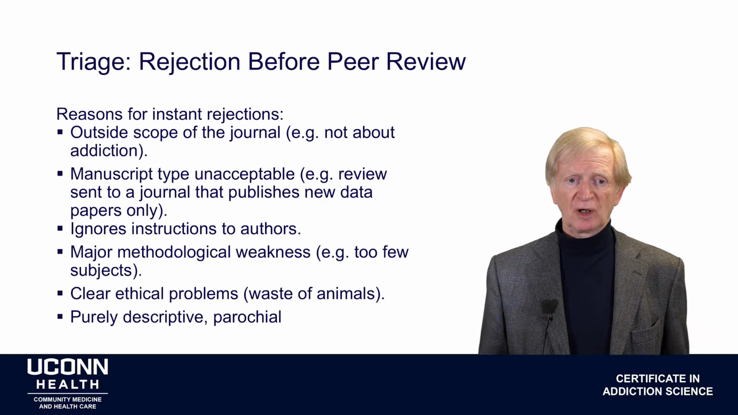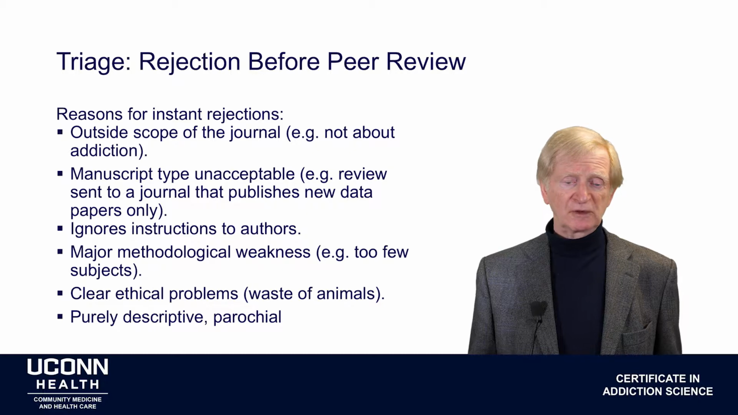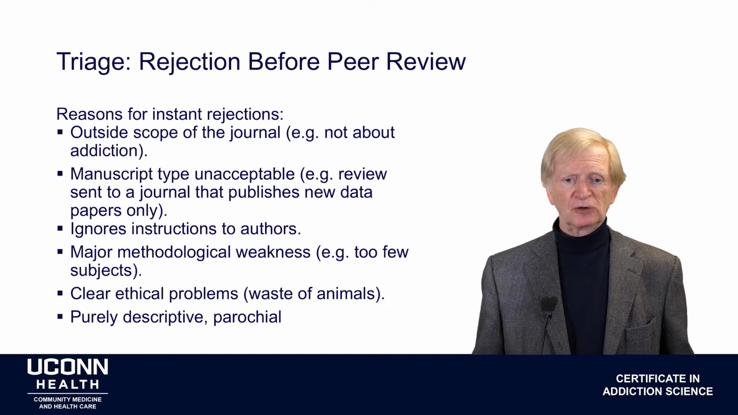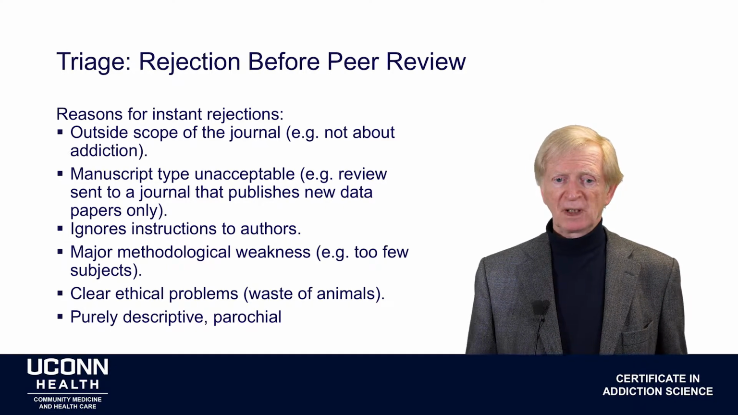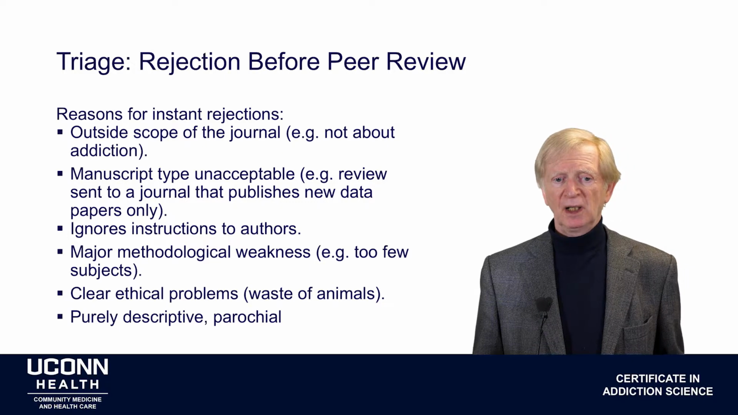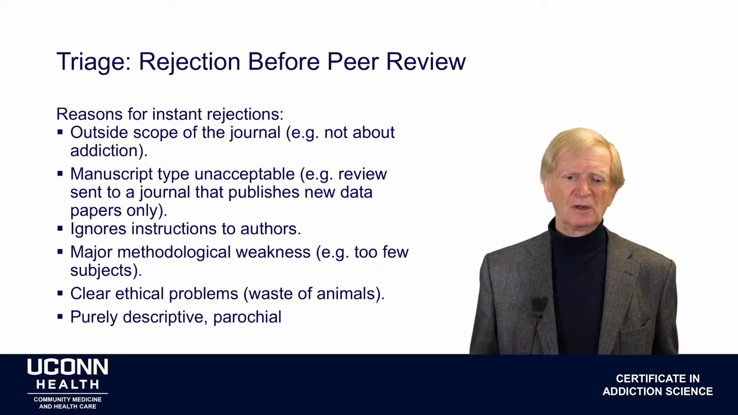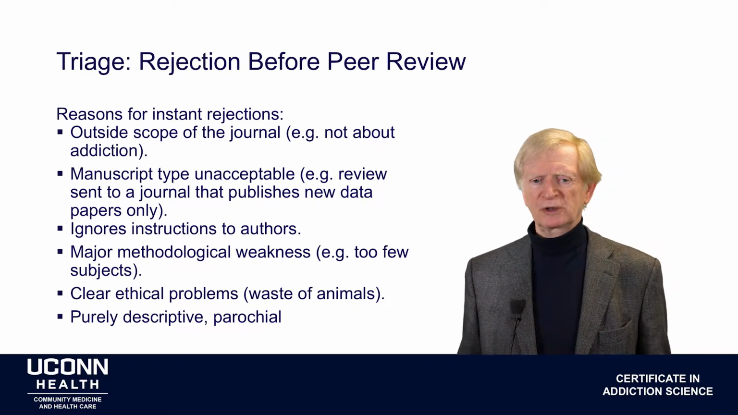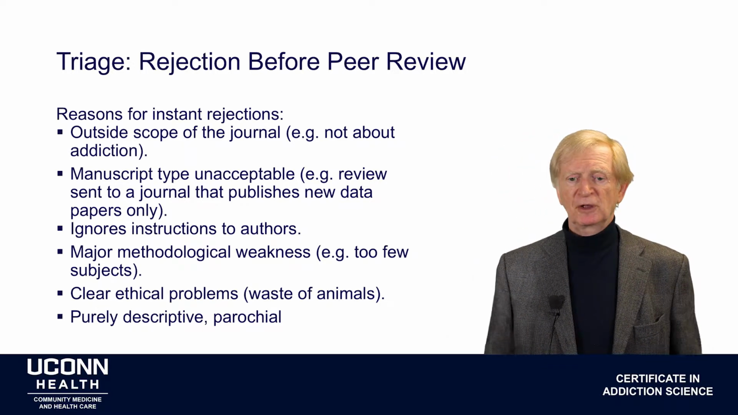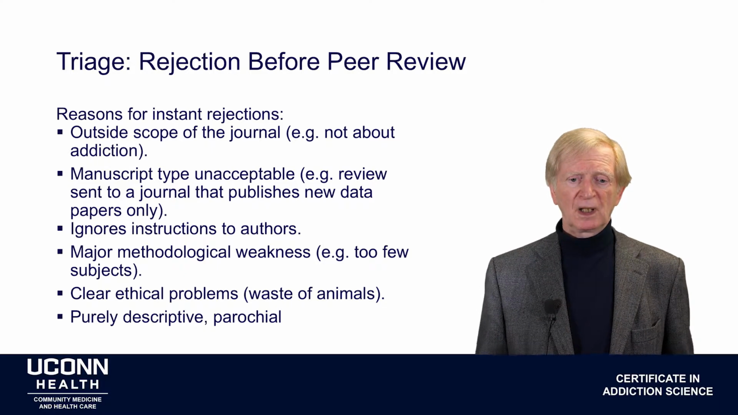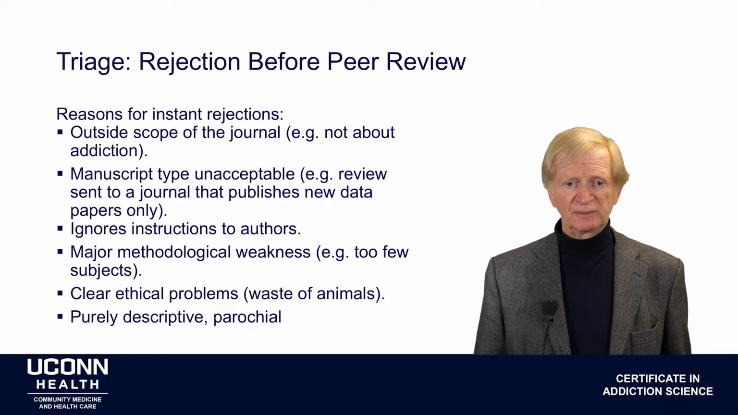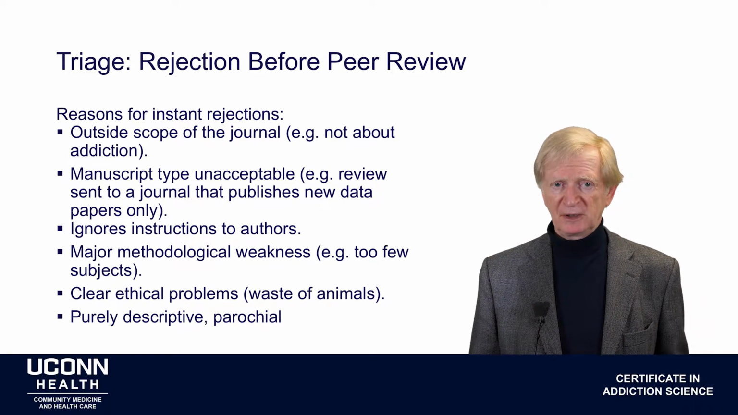Instant rejections, on the other hand, are rejected because they're outside the scope of the journal, they ignore the instructions to authors, there are big or major methodological weaknesses. They're often purely descriptive or parochial, or there are no hypotheses, no theory tested, and the conclusions are overblown. So these are reasons why your manuscript may come back without being reviewed.